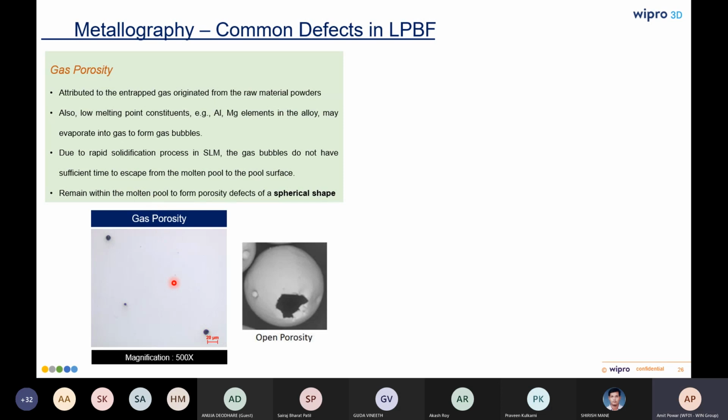Low melting point constituents like aluminum, magnesium in the alloy may evaporate into gas to form the gas bubbles. But the major reason is this open porosity.